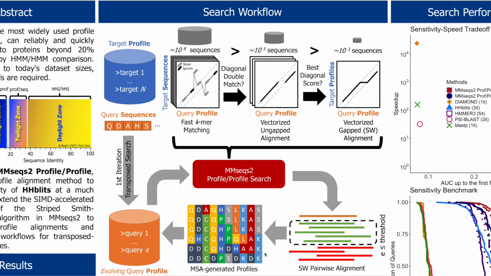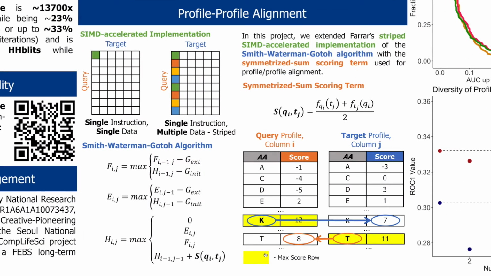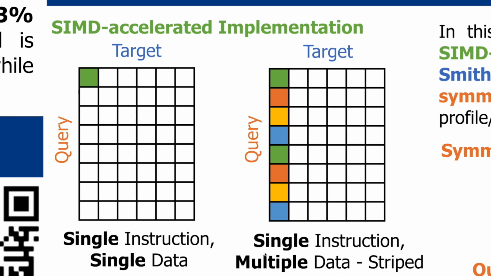Next, to implement profile alignment in the gapped Smith-Waterman alignment stage of MMseqs2 search, we've extended the SIMD-accelerated implementation of the striped Smith-Waterman algorithm. The Farrar striped Smith-Waterman implementation, in which SIMD registers are accessed in a stripe pattern, not just parallel to a query, helped us improve the search speed by a great amount.